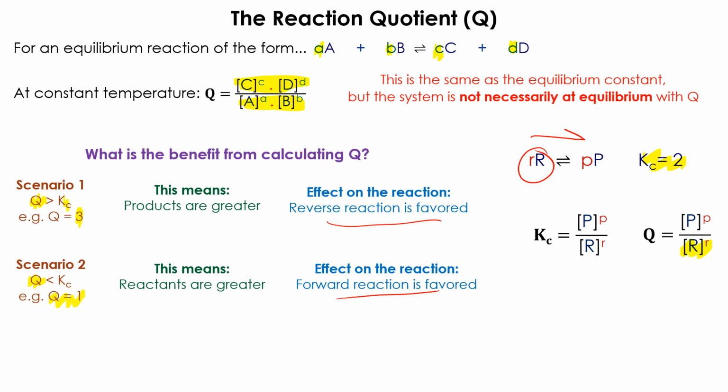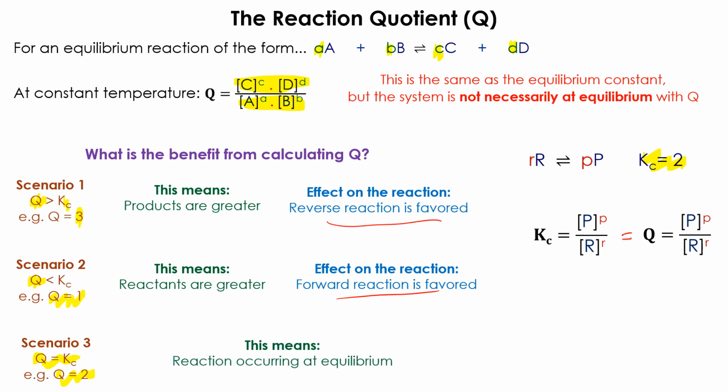Okay, what is the third scenario? The third scenario is when Q is equal to Kc. If Q is equal to Kc, it means that the reaction is occurring at equilibrium.